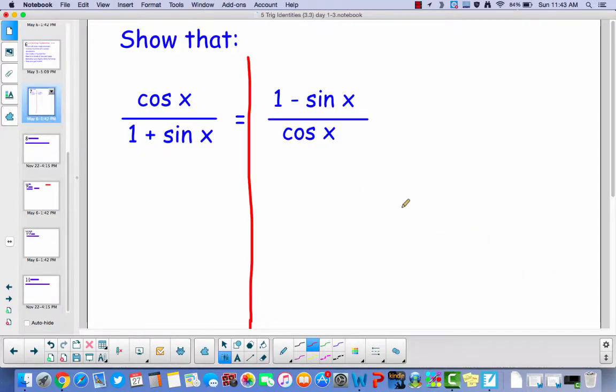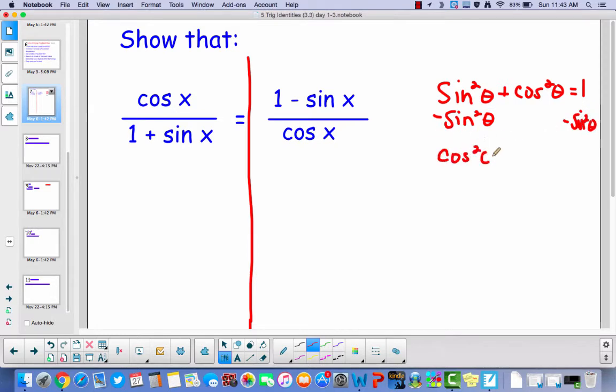Well, if we look at this, let's remember what our trig identities are. One of the trig identities is sine squared of theta plus cosine squared of theta equals 1. If I solve this for, let's say, cosine squared of theta, I would subtract sine squared of theta from both sides. And I would have that cosine squared of theta equals 1 minus sine squared of theta.